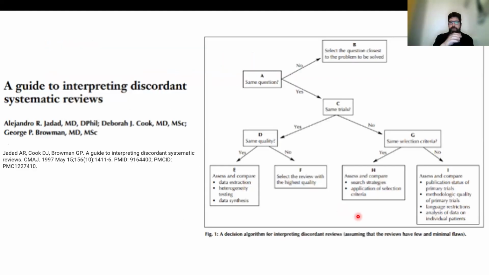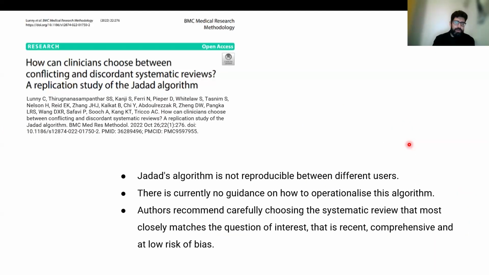Some decision algorithms have been published to try to solve this issue about discordant systematic reviews. This is a famous one from Alejandro Haddad, and it addresses first if the different systematic reviews are addressing the same question. If they are considering the same trials, if those trials are of the same quality, or if they are not considering the same trials, if they had the same selection criteria. But unfortunately, this is not reproducible between different users.